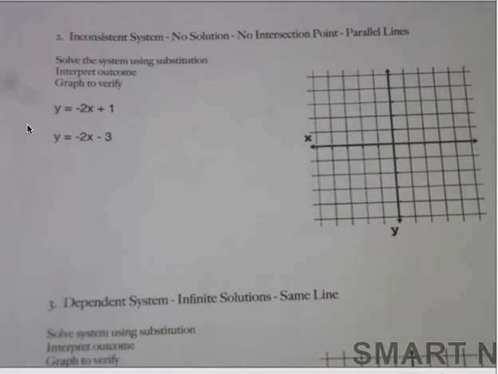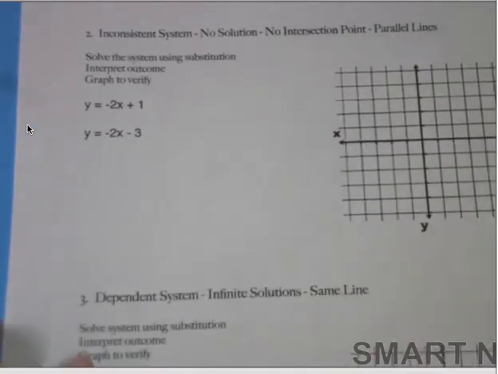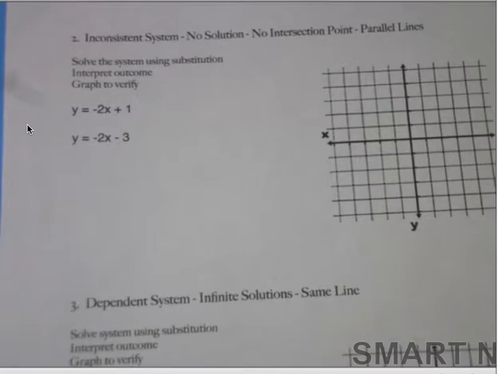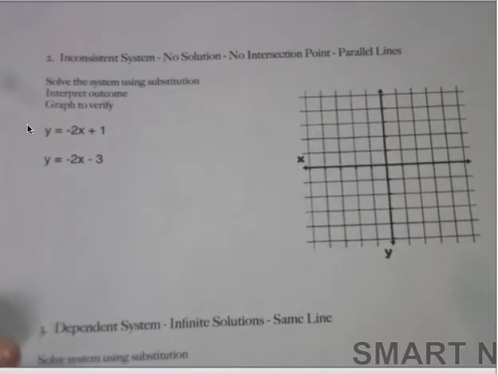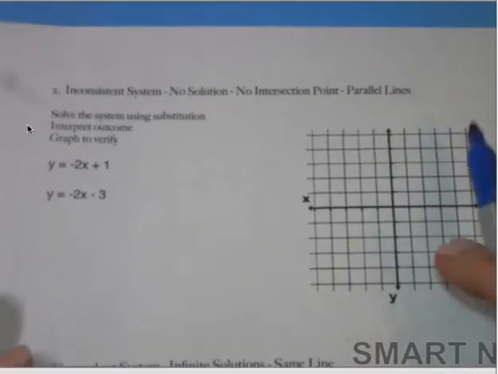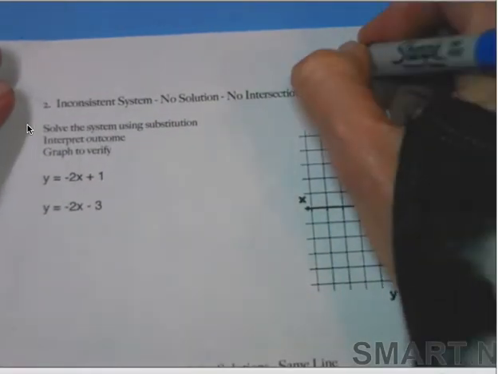This video is going to talk through what happens when you have a system of equations with no solution, and I want to show you graphically as well as algebraically what happens when you have a no solution system. So here I have a system where I have no solution, and that occurs when your lines are parallel, and lines that are parallel have the same slope.